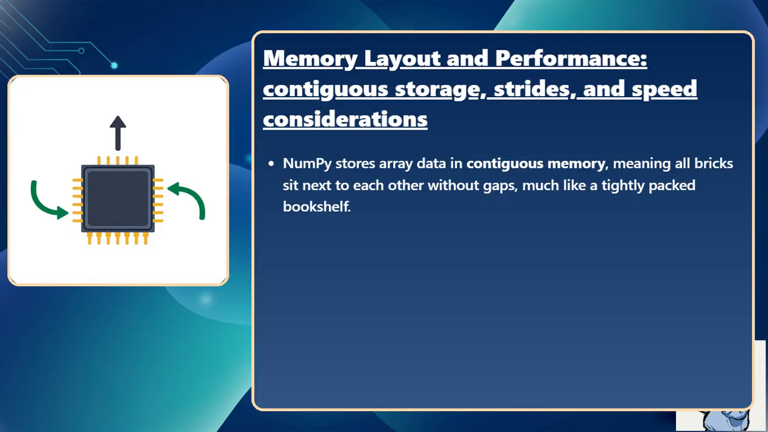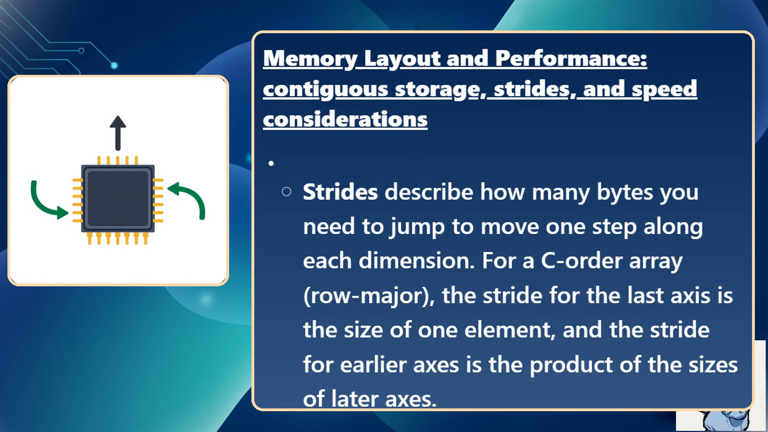NumPy stores array data in contiguous memory, meaning all bricks sit next to each other without gaps, much like a tightly packed bookshelf. Strides describe how many bytes you need to jump to move one step along each dimension. For a C-order array, row major, the stride for the last axis is the size of one element, and the stride for earlier axes is the product of the sizes of later axes.